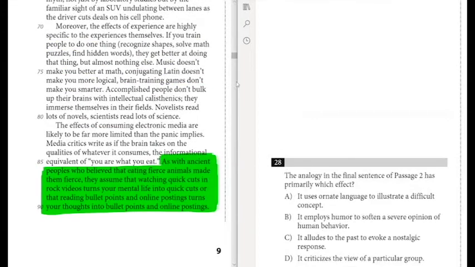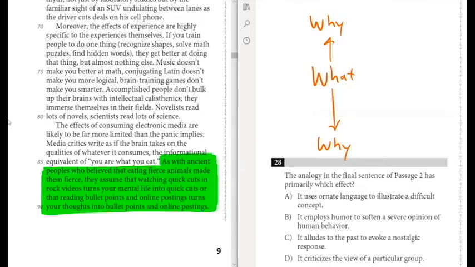Question 28. The analogy in the final sentence of passage 2 has primarily which effect? So we're looking at the final sentence of passage 2, but as we said earlier, the line reference itself is the what, the area right before and after it is the why. So we're going to go ahead and just start by reading the beginning of the paragraph, because chances are the area right before it is going to be the area where we find out why that particular quote is significant.